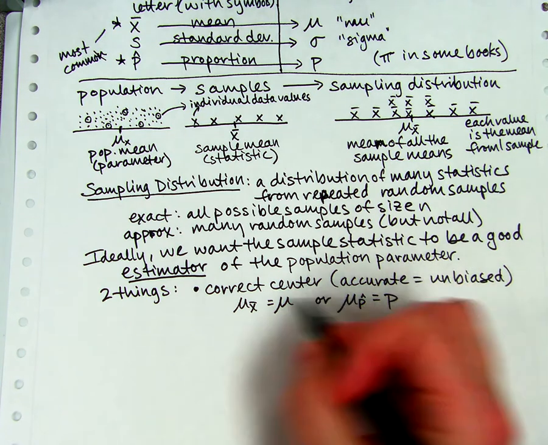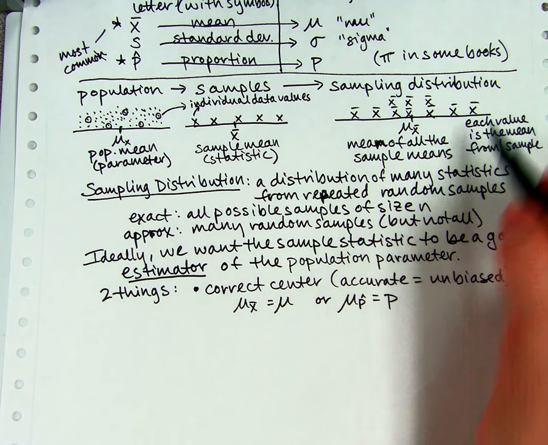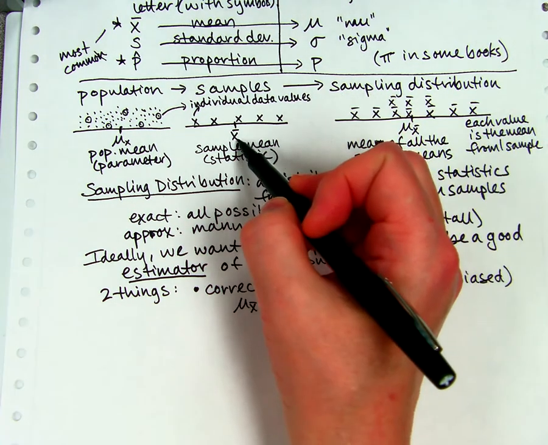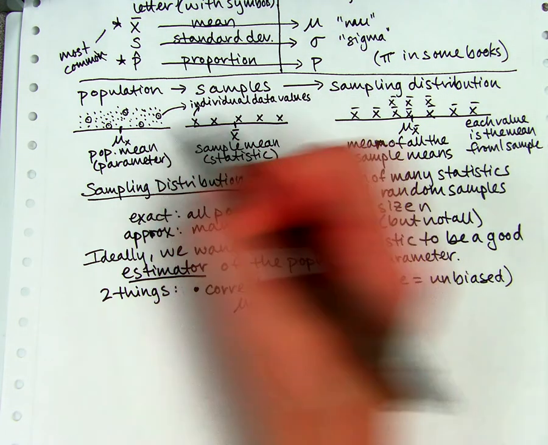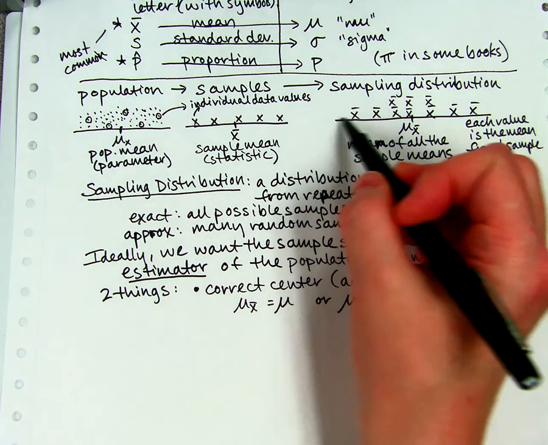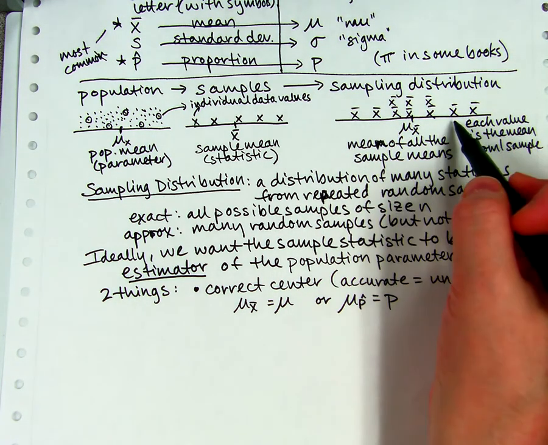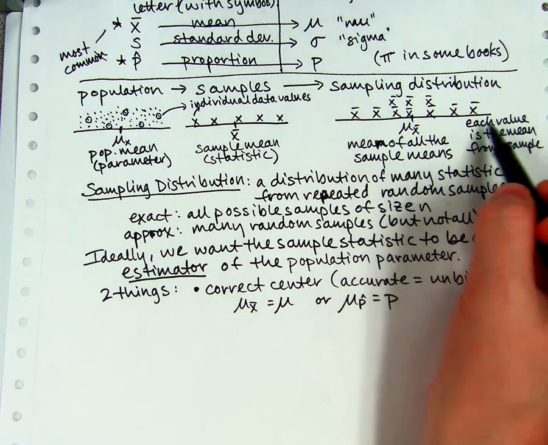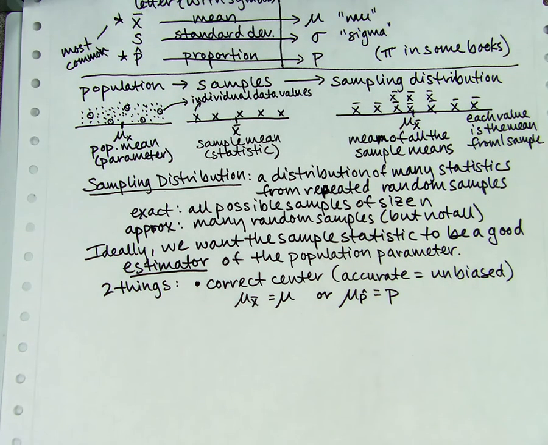But so that's the first thing, is you want the correct center. That doesn't mean you expect one specific x bar to be exactly the same as mu, because some of them will be too high and some will be too low, but you expect them to be balanced. Some above, some below, not all below or all above or mostly, right? That would be the correct center.